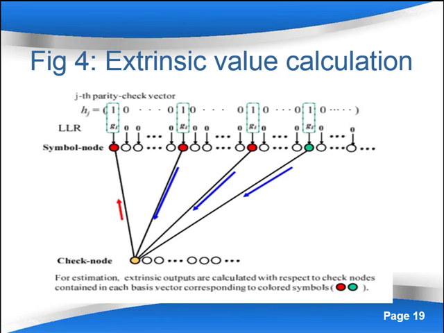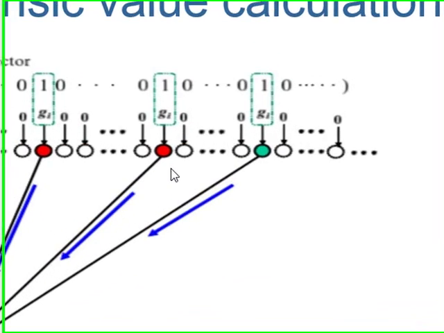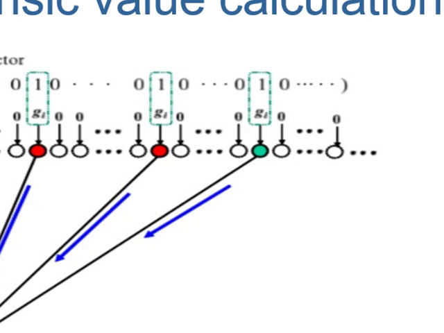Figure 4 shows an example of a Tanner graph expression to explain the extrinsic value calculation process, where the colored circles in the symbol nodes stand for symbols corresponding to the one's position in the j-th parity check vector. Red and green circles correspond to flip symbols and unflip symbols respectively.